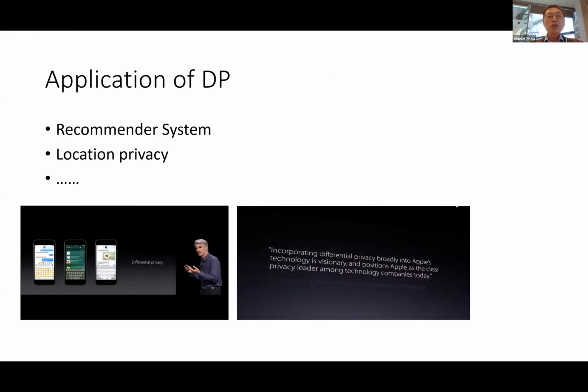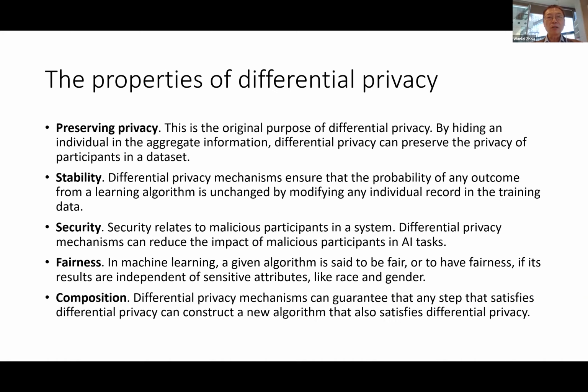Differential privacy has been used in many, many places. The most famous one is Apple's iOS, which uses differential privacy for emoji prompts and recommendations. When you type a word or type in something, they recommend something for you. They use the collected information, but use differential privacy to make sure that individuals' privacy is kept. It has also been used in location privacy, among a number of other things.